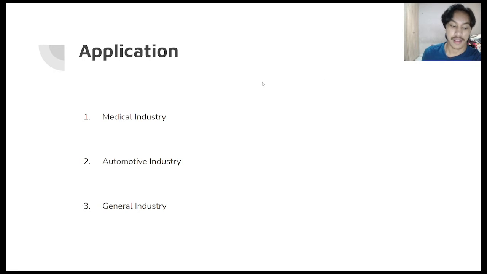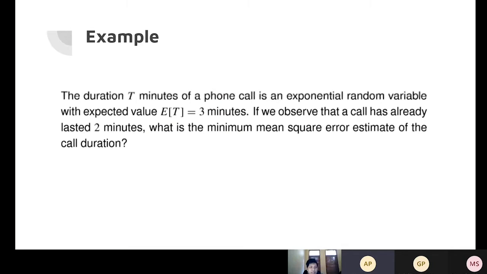So next, we have an example for this topic. The duration of a phone call is an exponential random variable with the expected value of 3 minutes. If we observe that a call has already lasted for 2 minutes, what is the minimum mean square error estimate of the call duration? Okay, so here's the solution.